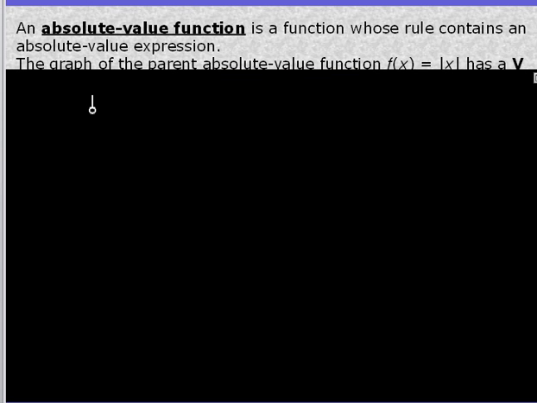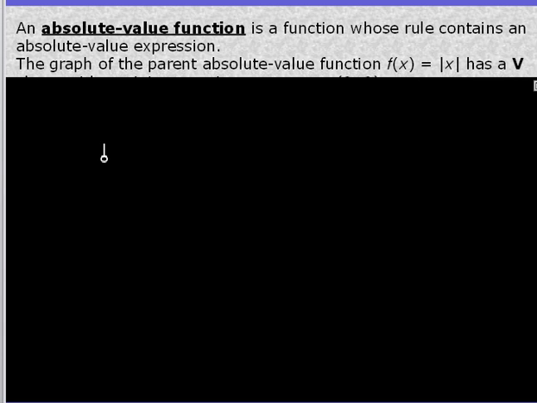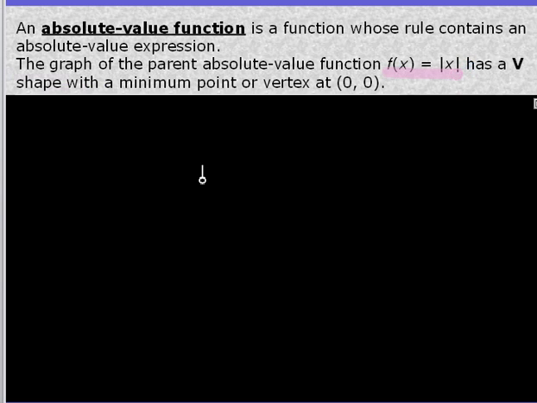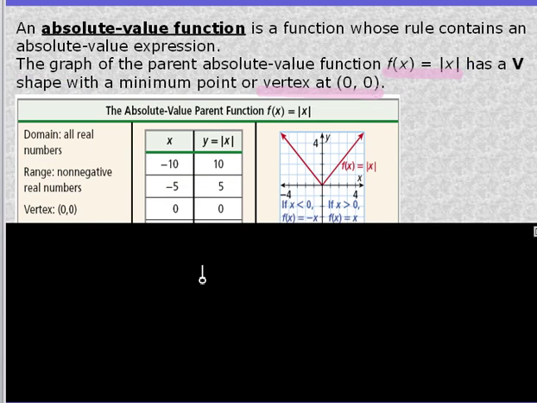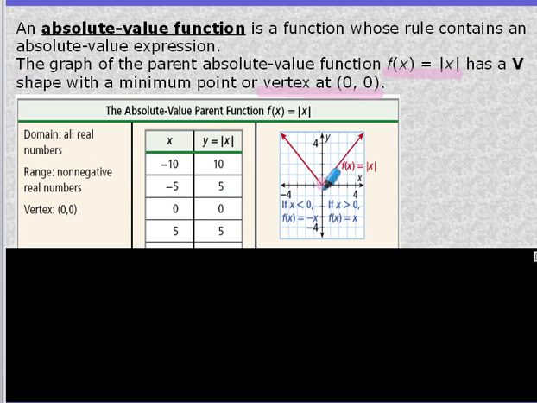Right, so an absolute value function is a function whose rule contains an absolute value expression. Graph of the parent is just f of x equals absolute value of x. The actual graph looks like a V with a vertex at 0, 0. So here's the parent function. And basically you've got two lines. This one has a slope equal to positive 1, so you're going to go up 1 over 1. This one ends up having a slope of negative 1. So you're going to go down 1 over 1.